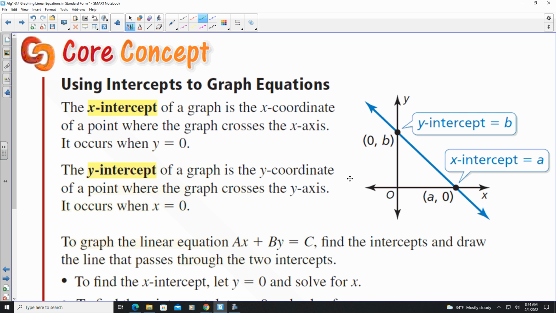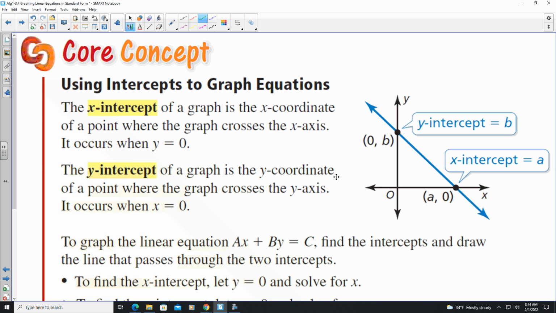All right, so this is what they want us to do when they are asking us to graph linear equations in standard form. They want us to utilize the two intercepts that your graph is going to cross. So when it is not a horizontal line or vertical line, eventually it's going to cross the y-axis and it's going to cross the x-axis.